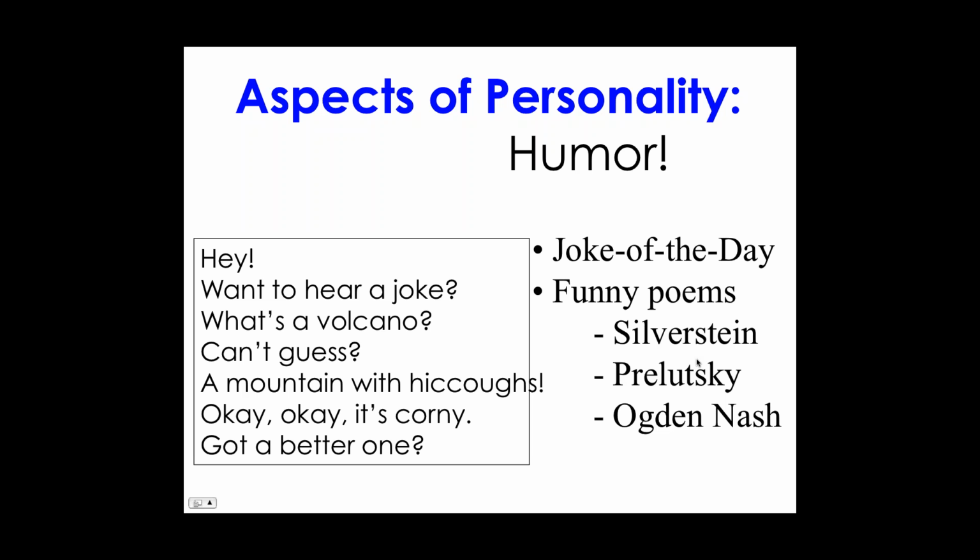A mountain with hiccups. A comment: "Okay, okay, it's corny." And that's what your student would be customizing. Maybe they'd say, "Okay, okay, it's silly." "Okay, okay, it's dumb." Whatever they choose to say, they get to pick the word there. They get to pick the joke. "Got a better one?" They could have chosen to say, instead of "got a better one," "do you have a good joke?" So we could have different ways that we customize it.